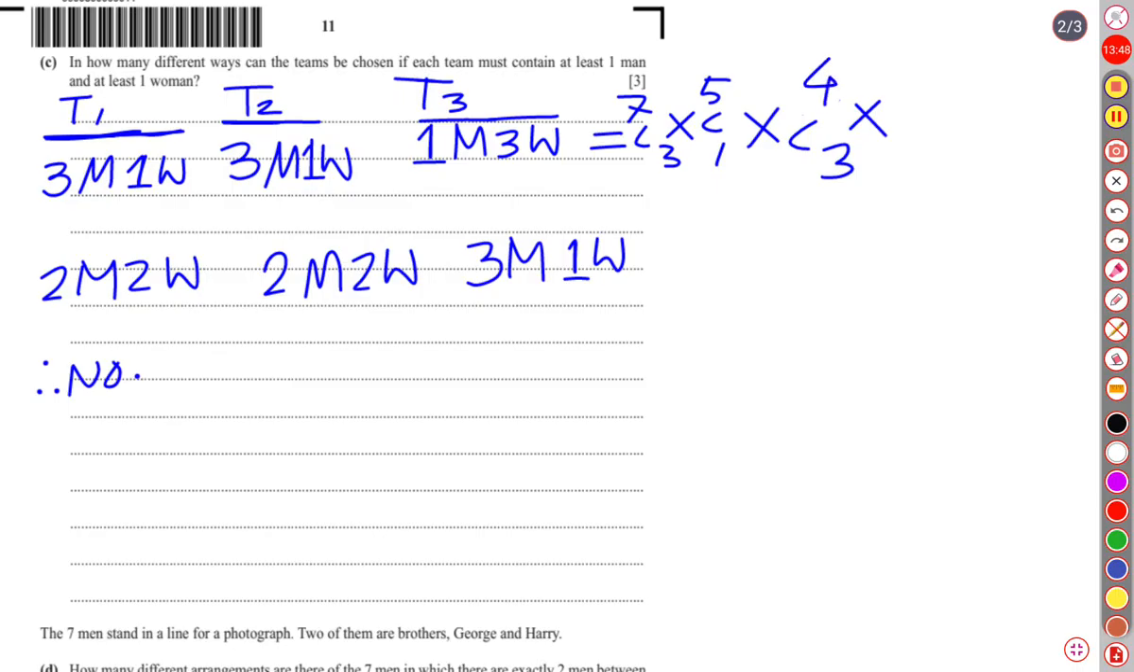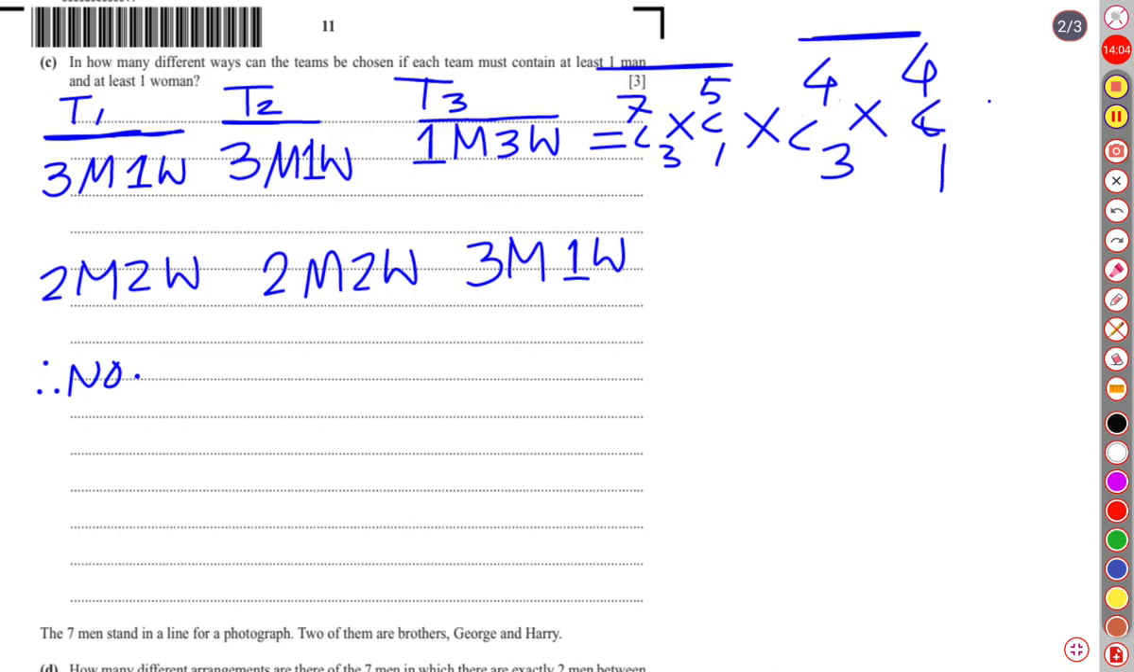Please don't deviate from this fact. Then there is 1 woman. Out of what? 1 woman has gone away from 5, so there remain 4. So 4 choose 1. This was the first team and this is the second team.